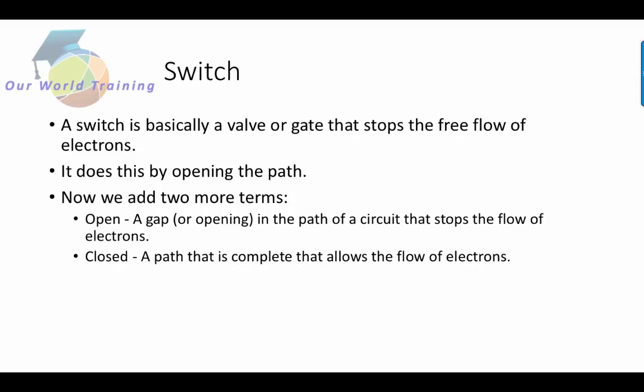An open switch stops the path of the flow of the electrons because it actually is an opening in the path. We're opening the wire. A closed switch is a path that's complete and allows the flow of electrons.